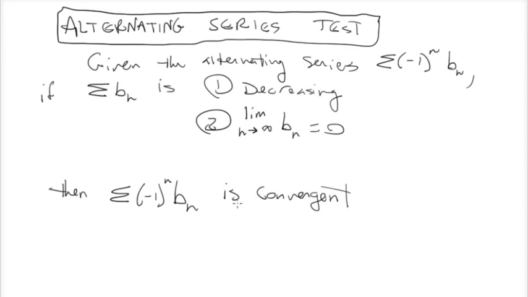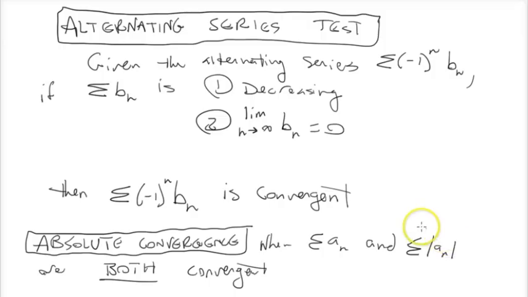However, this doesn't tell us that b of n itself is convergent. It just tells us that if b of n is alternating, then it's convergent. So what do we call a series that is convergent when it's alternating and convergent when it's not alternating? Well, we call that absolute convergence. We can also phrase it as when a series and the absolute value of that series are both convergent. If we're talking about a series that's not alternating and only positive, then it is absolutely convergent. However, that's not really saying much.